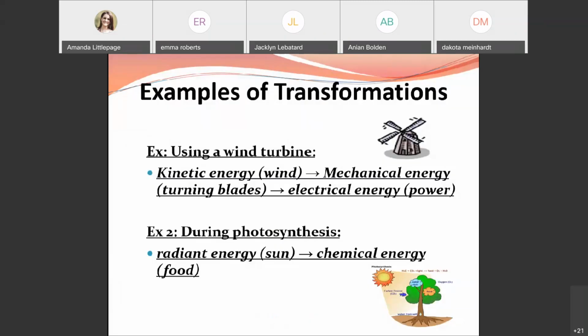So in the next couple of slides, I've provided you guys with some examples, and we're just going to discuss these since you do have the PDF and you can refer back to the examples if you need. One of the first examples of transformation.